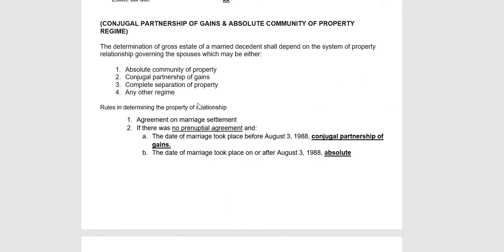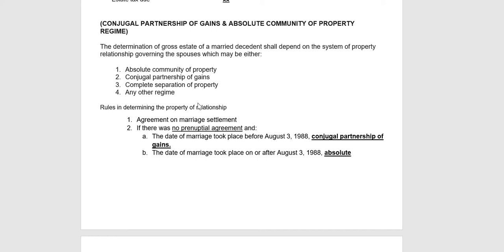Okay, so in continuation, we'll proceed now with the estate tax due of a married resident. But before discussing the estate tax due of a married resident, let's first discuss the regimes: the conjugal partnership of gains and the absolute community of property regime.